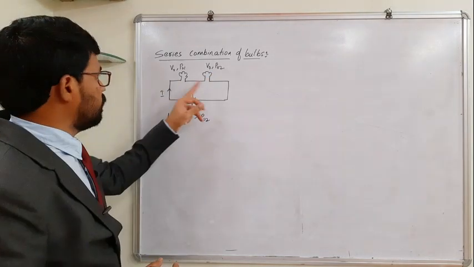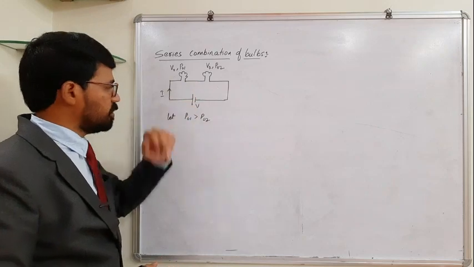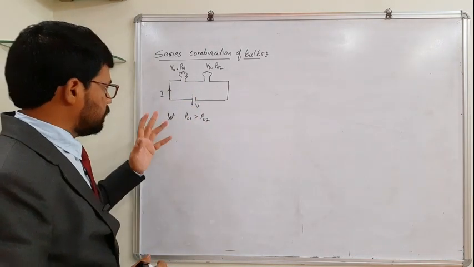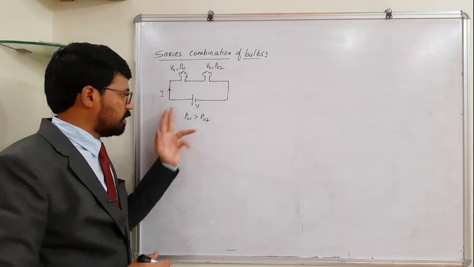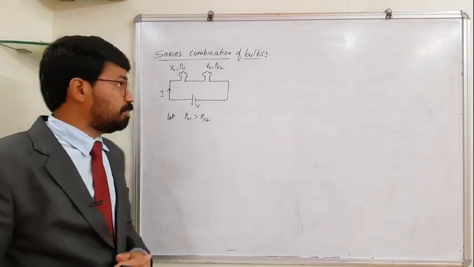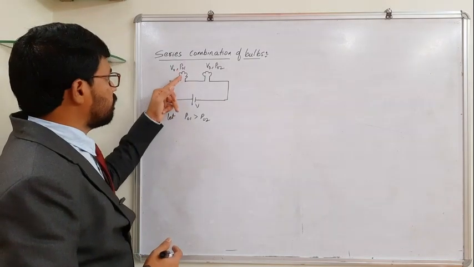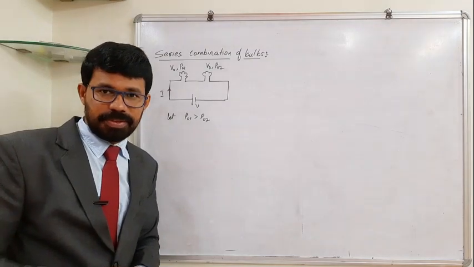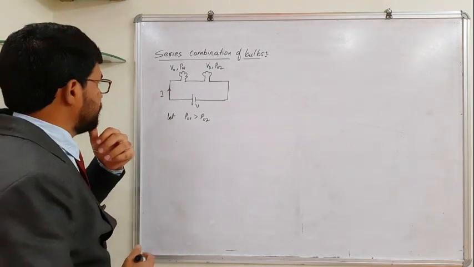Okay, and these two bulbs are connected in series across a potential equal to V, and a current I is flowing. So I'm going to start with this assumption: P01 is greater than P02. It means the power rating of the first bulb is greater than the power rating of the second bulb. With this understanding, let us proceed.